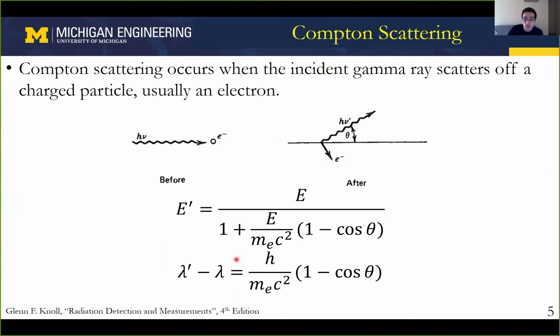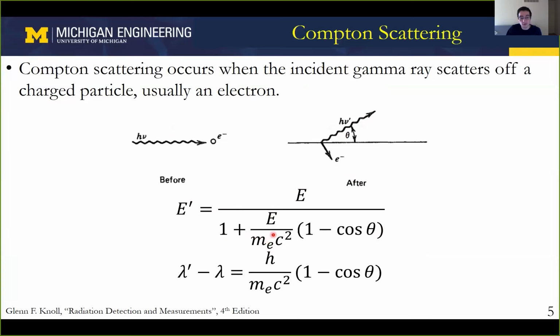This effect was actually discovered by Arthur Compton, who got the Nobel Prize for this. What this describes is the energy of the scattered gamma ray. So this is the energy of the scattered gamma ray, and it equates it to the following formula. This is the energy of the incoming gamma ray right here, and it's over 1 plus the energy of the incoming gamma ray over m_e c squared.